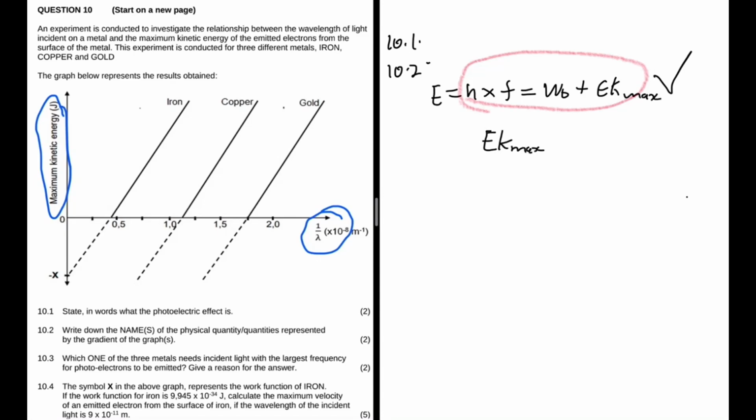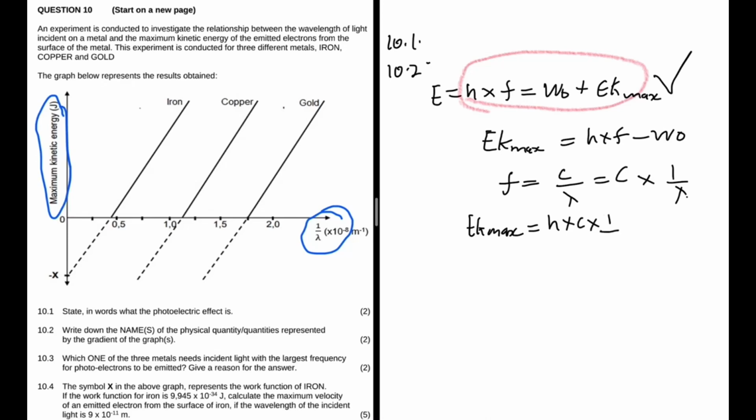So we're going to have EK max being equal to H multiplied by F minus the work function. But we know fully well that on our graph, we have 1 divided by wavelength, right? We can say that the frequency is equal to the speed of light divided by the wavelength, so that is equal to C multiplied by 1 divided by wavelength. So in our equation, we can now say that EK max is equal to H multiplied by C multiplied by 1 divided by wavelength minus the work function.